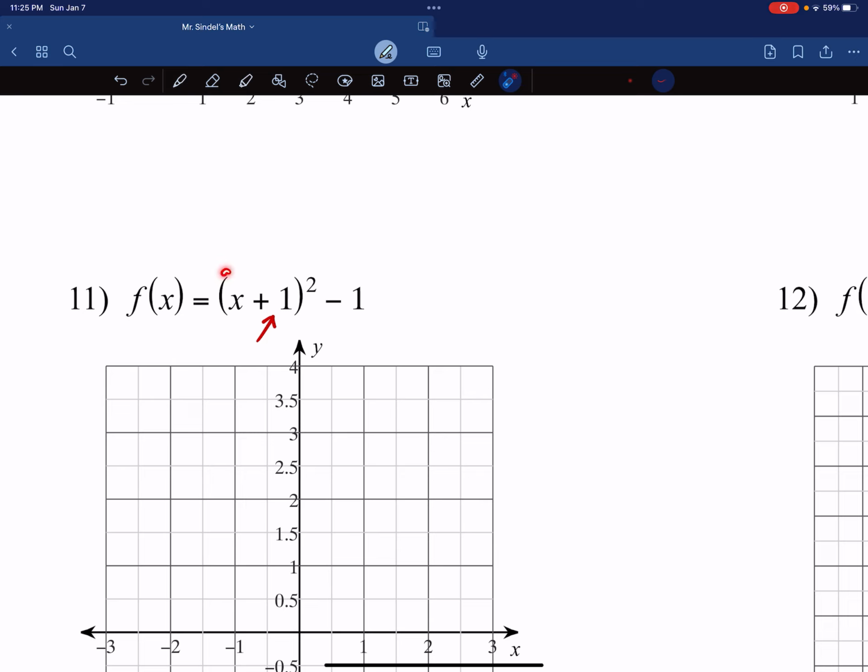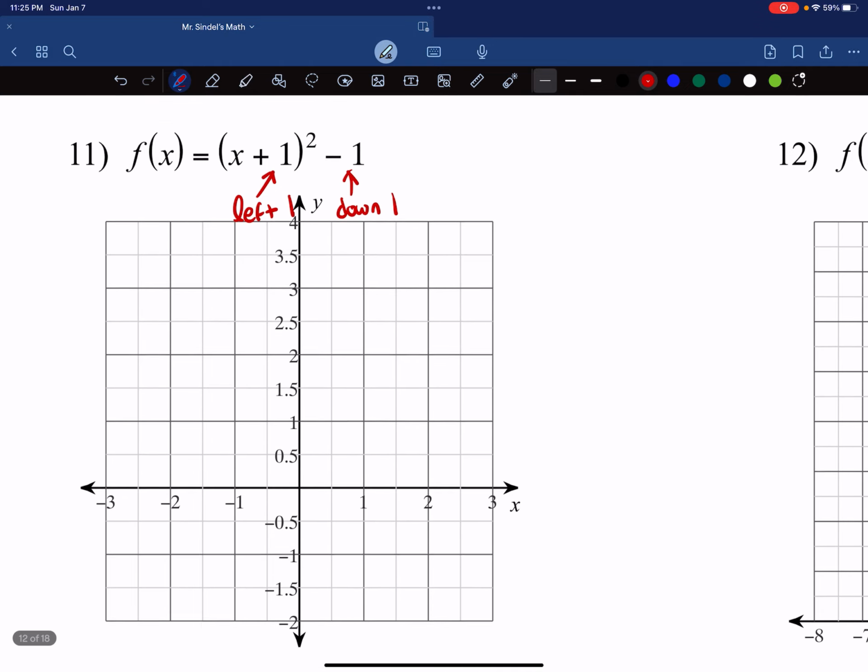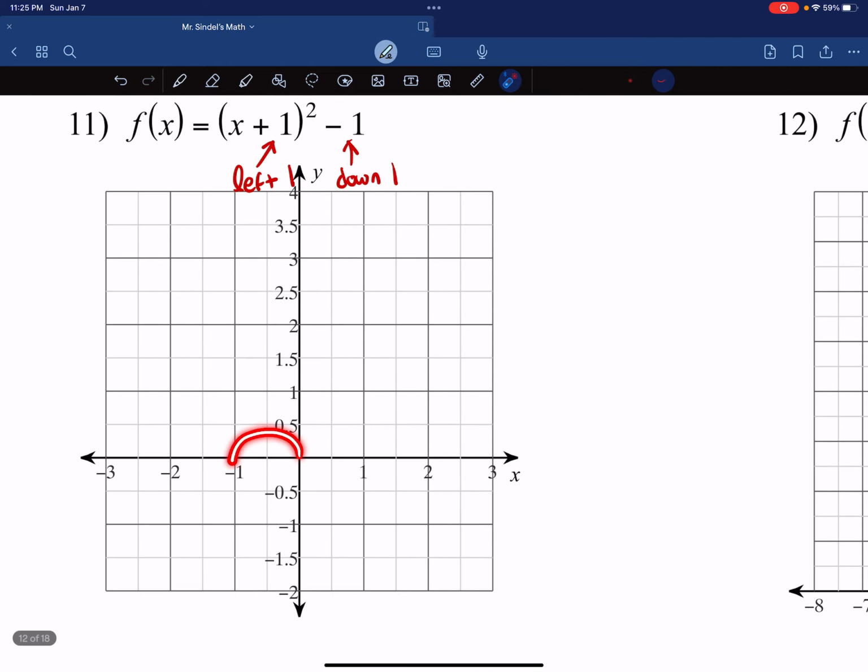Normally, when I'm inside the parentheses, I'm left or right. I would think, oh, positive means right, but it's opposite, so that actually means left. So I'm going to go left 1, and when I'm on the outside, it's going to be affecting if it goes up or down, so this is going to be down 1. So left 1, down 1, be careful. Left 1, down 1, and there's my vertex.